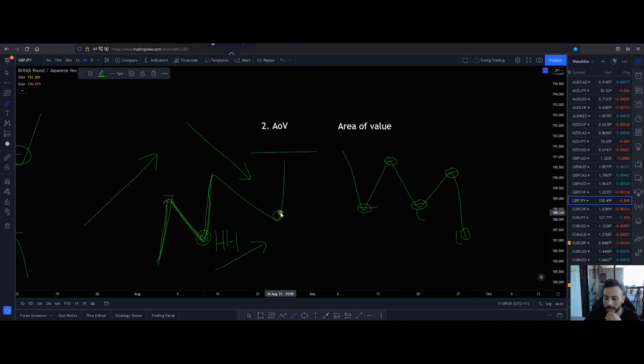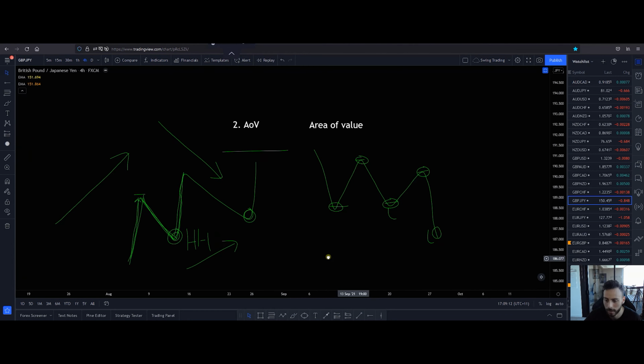This is what I like to say, an area of value. So this is a good opportunity for you to either buy or sell according to the trend in the market, okay? Wait for these areas of value to form. Okay, that's step number 2.